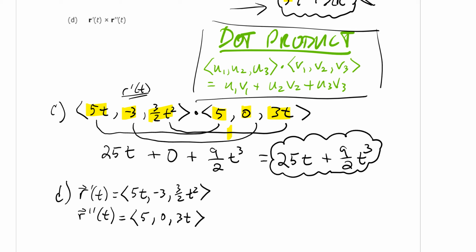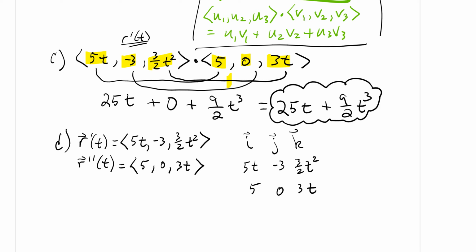And now in part D, we're supposed to do the cross product of r prime of t, which is here, cross r double prime of t, which is here. To do the cross product, we have to set up an array where we have ijk, and then the vector r prime of t, and then the vector r double prime of t. Then we copy over the first column and the second column to create a grid of 3 rows and 5 columns.